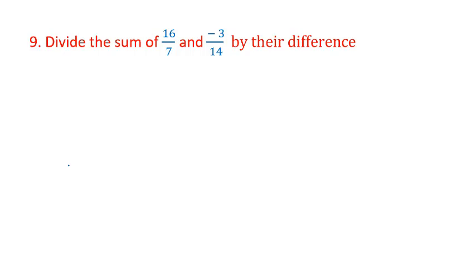Let's move to the next question. Question number 9. Divide the sum of 16 by 7 and minus 3 by 14 by the difference. So what you have to do? Divide the sum of this and this by the difference. So let us take the sum of 16 by 7 and minus 3 by 14. Put a positive sign here, addition.